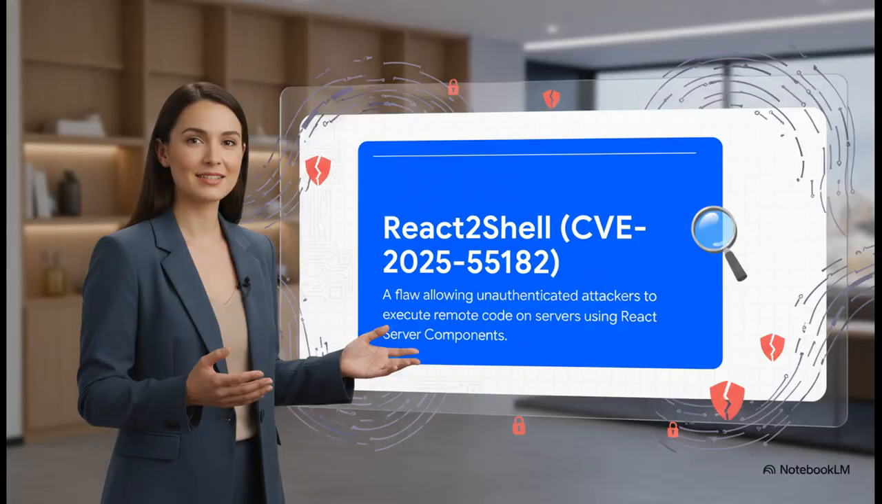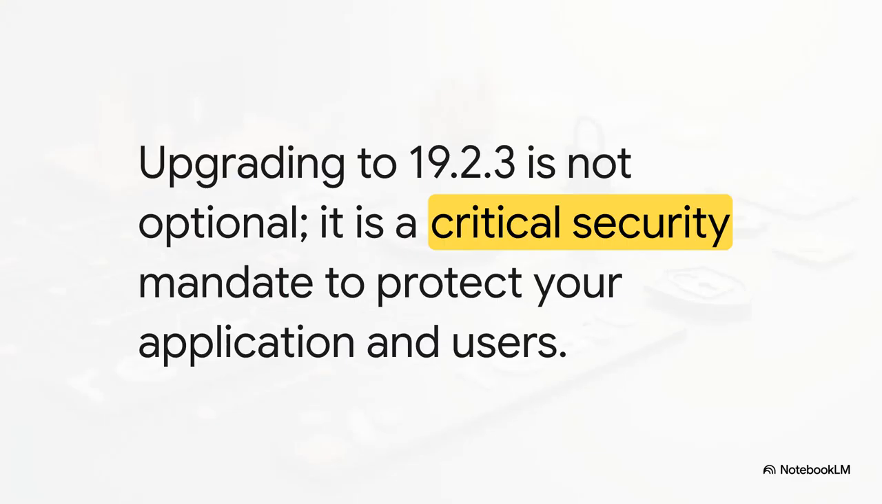The vulnerability was given a pretty scary name, React2Shell. See, because React Server Components, or RSCs, run code on the server to fetch data and render, they became a perfect target. React2Shell basically allowed an attacker with no authentication at all to execute their own code on that server, giving them complete control. It was bad, really bad. And because React 19.2.3 contains all the cumulative patches for React2Shell and other related issues, upgrading isn't just a good idea. It's a security mandate. It's something every team needs to do to protect their application and, more importantly, their users.